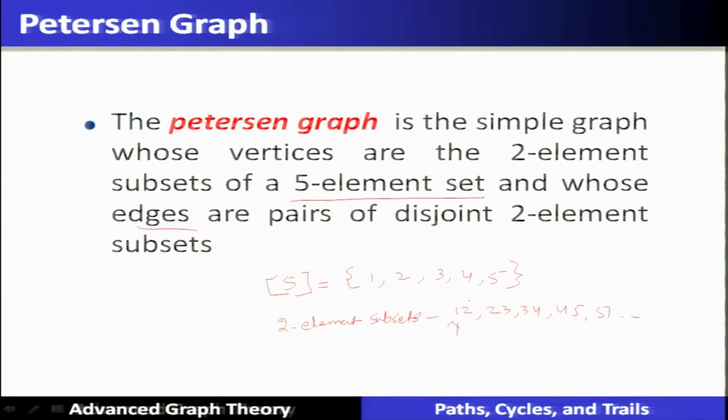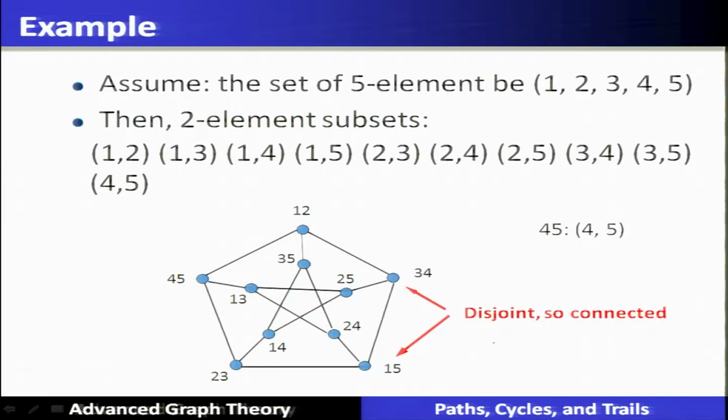For example, 1 2 and 3 4 are disjoint two element subsets, so they will put an edge in this graph. So, let us see the structure of the Petersen graph. Here we can see that all the two element subsets form the vertices of this Petersen graph, and the edges form between disjoint two element subsets. So, 4 5 and 1 2 are disjoint two element subsets, so they will form an edge. In this way we can construct a Petersen graph.